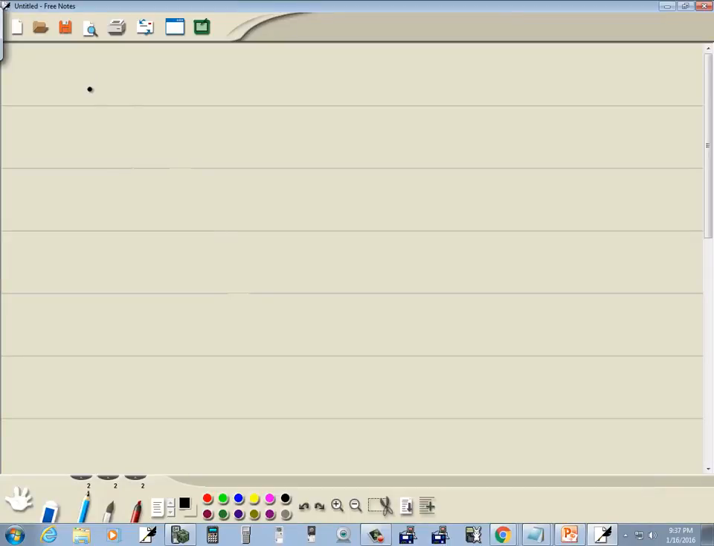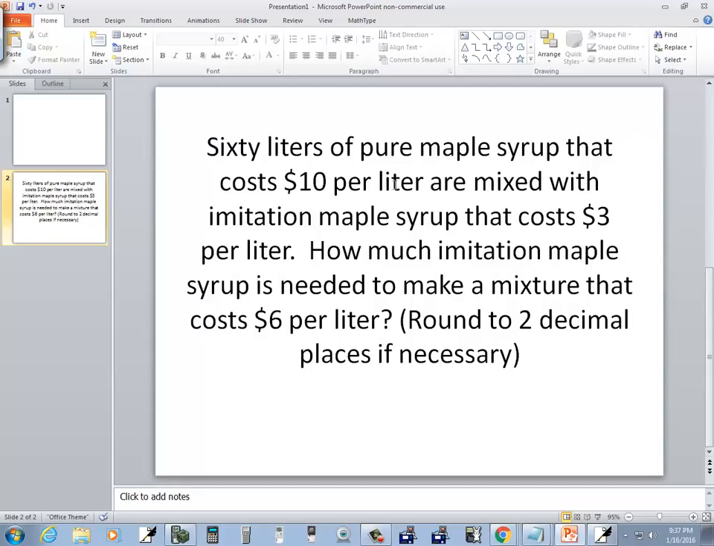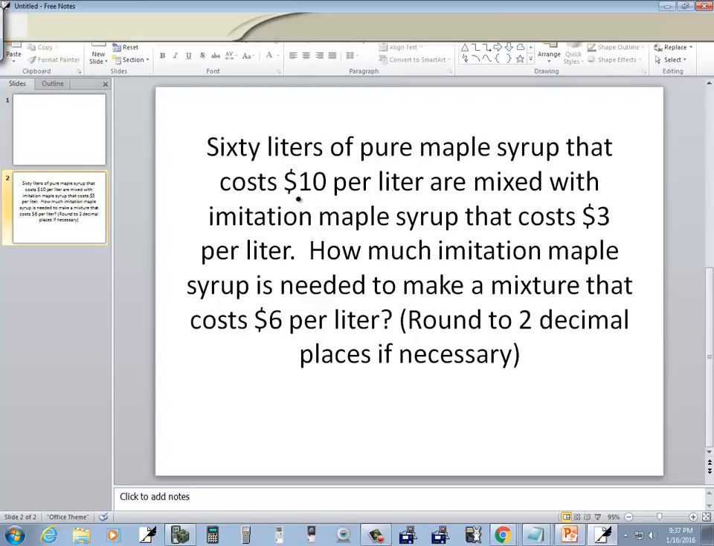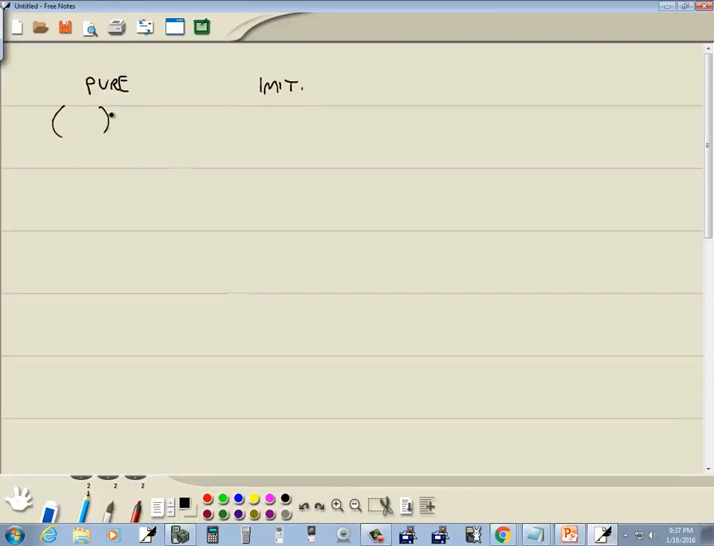Okay. So I'll just label it pure, and we have our imitation. And looks like we got dollars and liters. Those are our two quantities. Your first reading should be to identify what you're mixing, and then was it L for liters? And then your two quantities you're looking for.